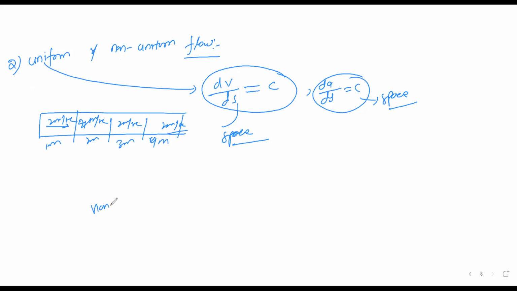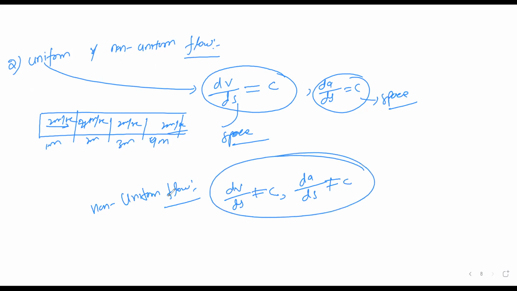So if velocity or acceleration is not constant with respect to space, it is called a non-uniform flow. That is an important thing to keep in mind. Next, we will discuss another type of flow, laminar and turbulent flow.